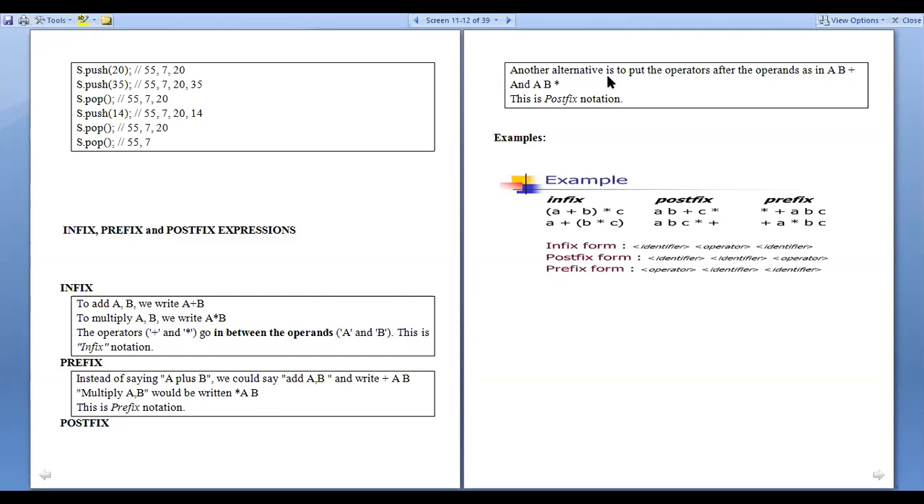Another alternative is to put the operators after the operands, as in a b plus. Like we can write it in an alternate way as ab plus and ab star. This is the postfix notation.